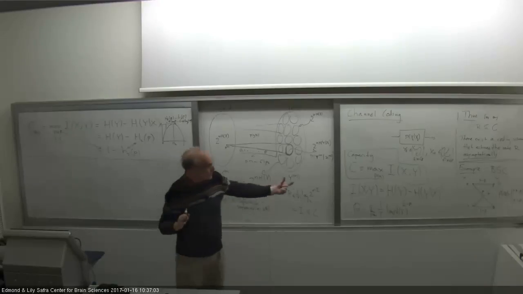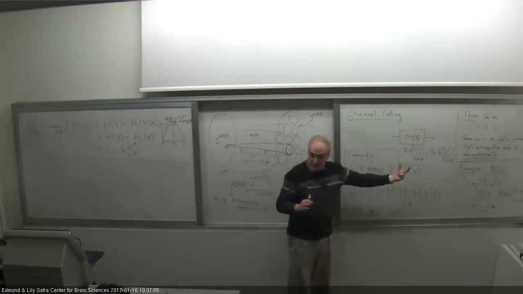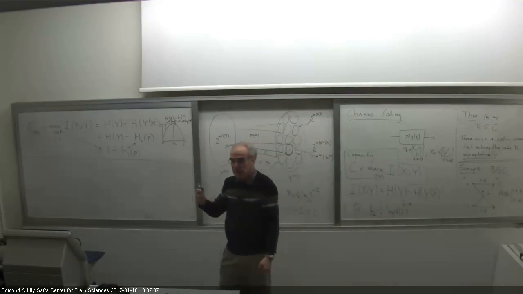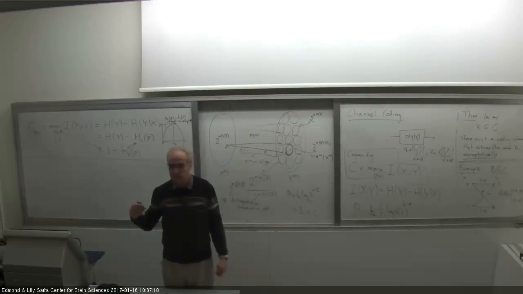How to actually find this particular p of x, which will maximize the capacity? This is sometimes what we call the capacity achieving prior, or the capacity achieving input. It's actually not a trivial question in general.